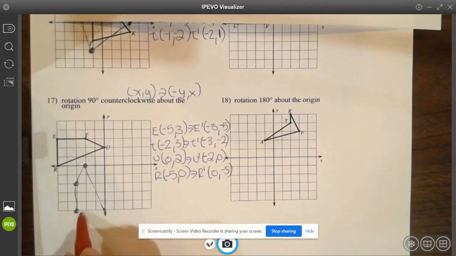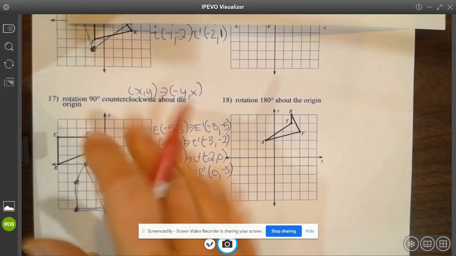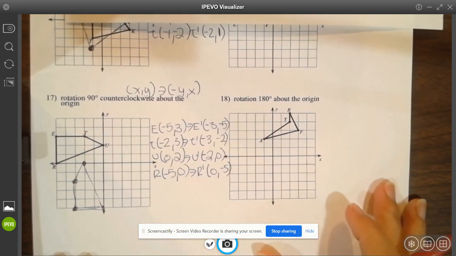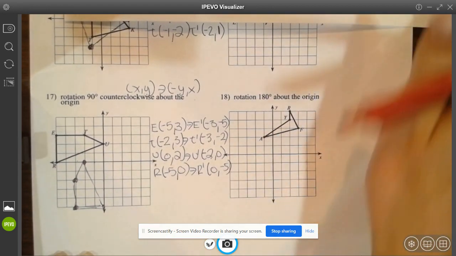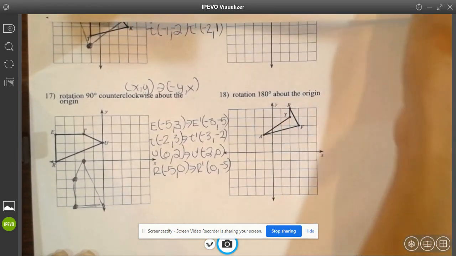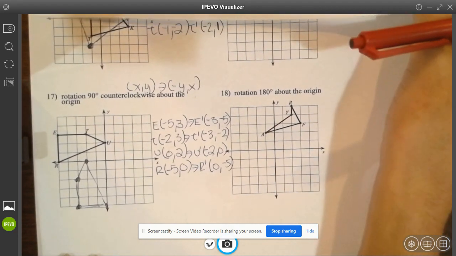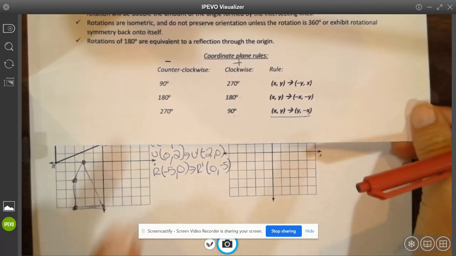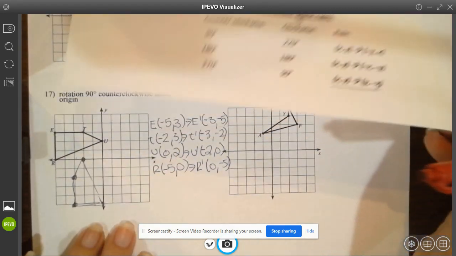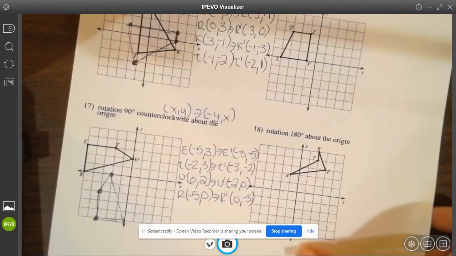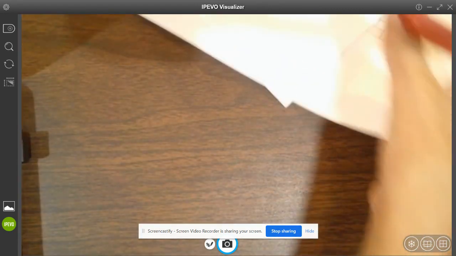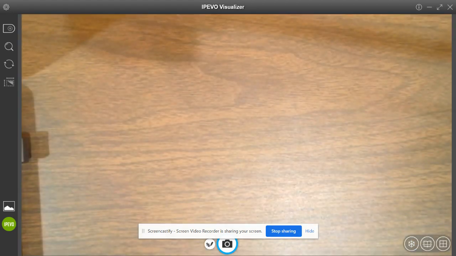So it was turned 90 degrees counterclockwise this way. All right, so with that, I'm going to do some examples for dilation now. Remember, for rotations, please use these rules. Okay, so dilations. For dilations, I don't need the sheet.